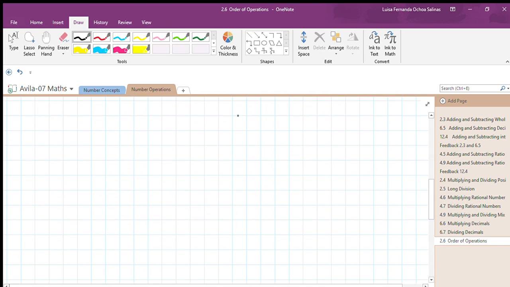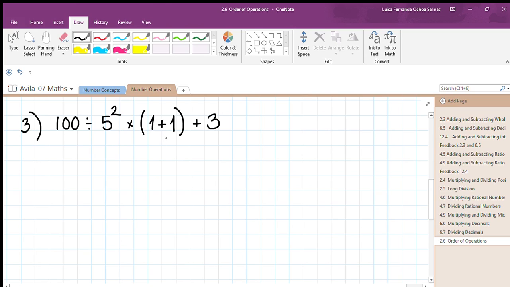So the last example is going to be this one. Okay, let's do 100 divided by 5 squared, times, 1 plus 1, plus 3. Okay, so what do we have to do? BIDMAS. First thing that we have to do is this bracket here. So let's do that one first. I'm going to focus on this bracket first. Good. So this one is going to become a 2. Good. So I've done brackets.